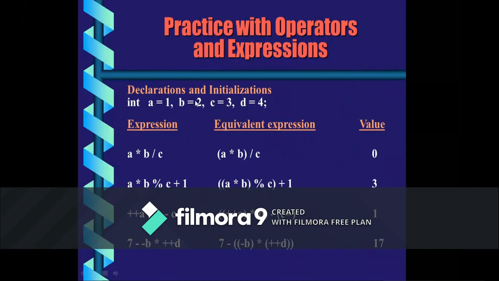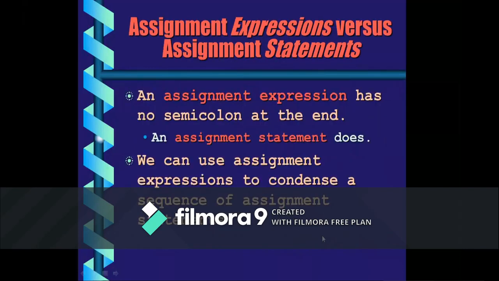So A star B, that will be 2, 2 divided by 3. So 2 divided by 3, it will be some 0 point something. So it will become 0. So in this way, we have to evaluate the expression.